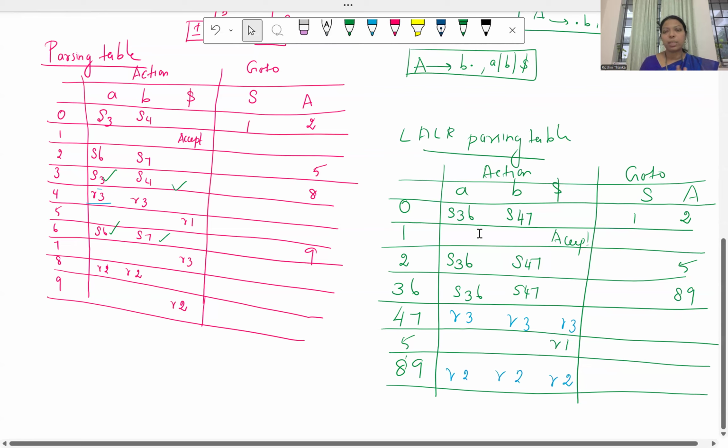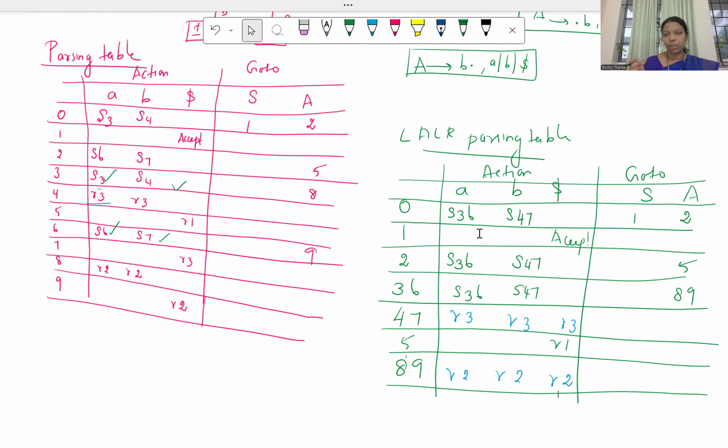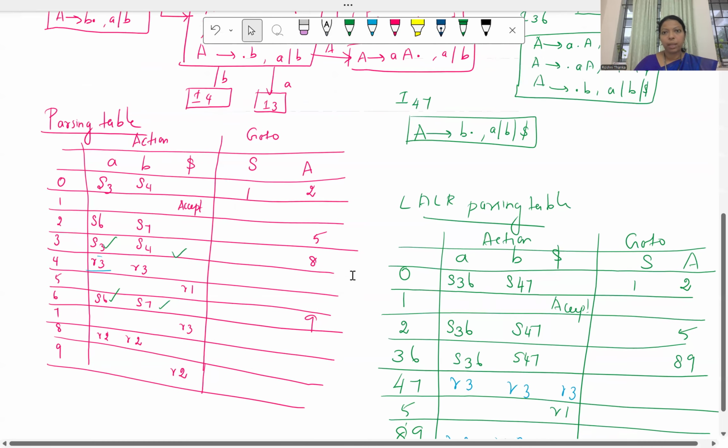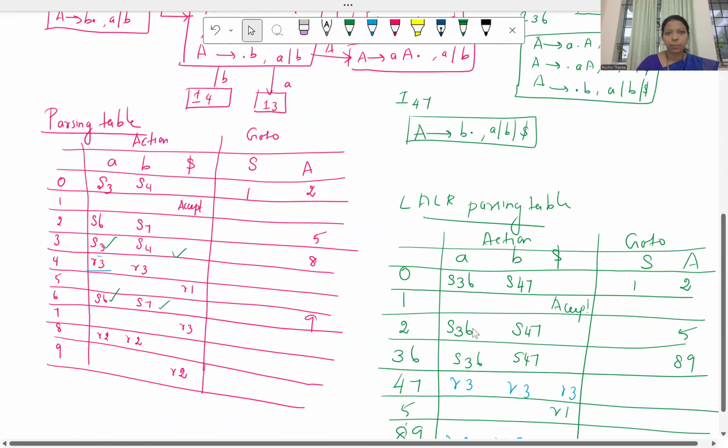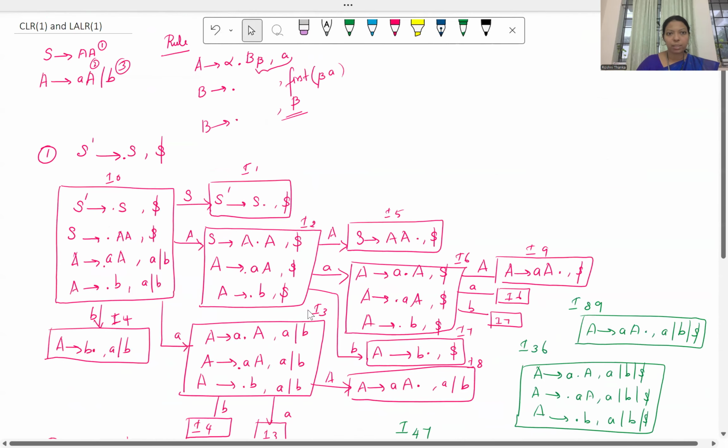So what is the difference between CLR and LALR? In LALR, we merge the canonical item sets which differ only by their lookahead. Those states are merged together. And since they are merged, we can also merge the parsing table as well.